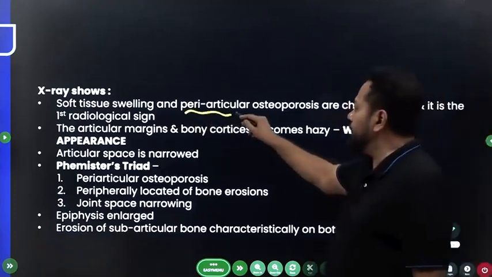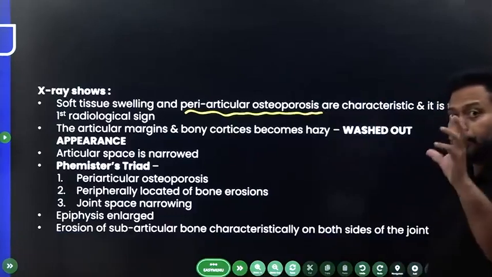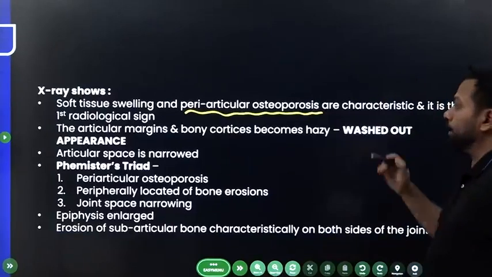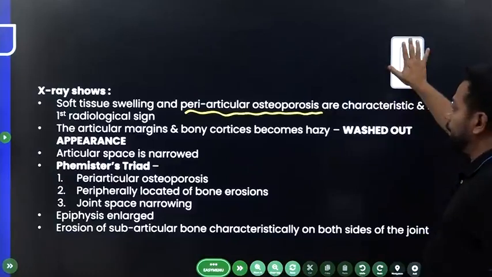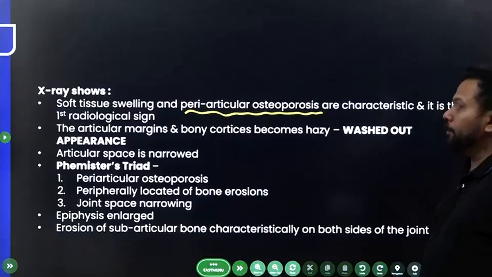Whenever a word in your radiology comes periarticular, around the joint there is osteoporosis. The diagnosis is skeletal tuberculosis. The articular margins and bony cortices become hazy, and that is called washed out appearance.